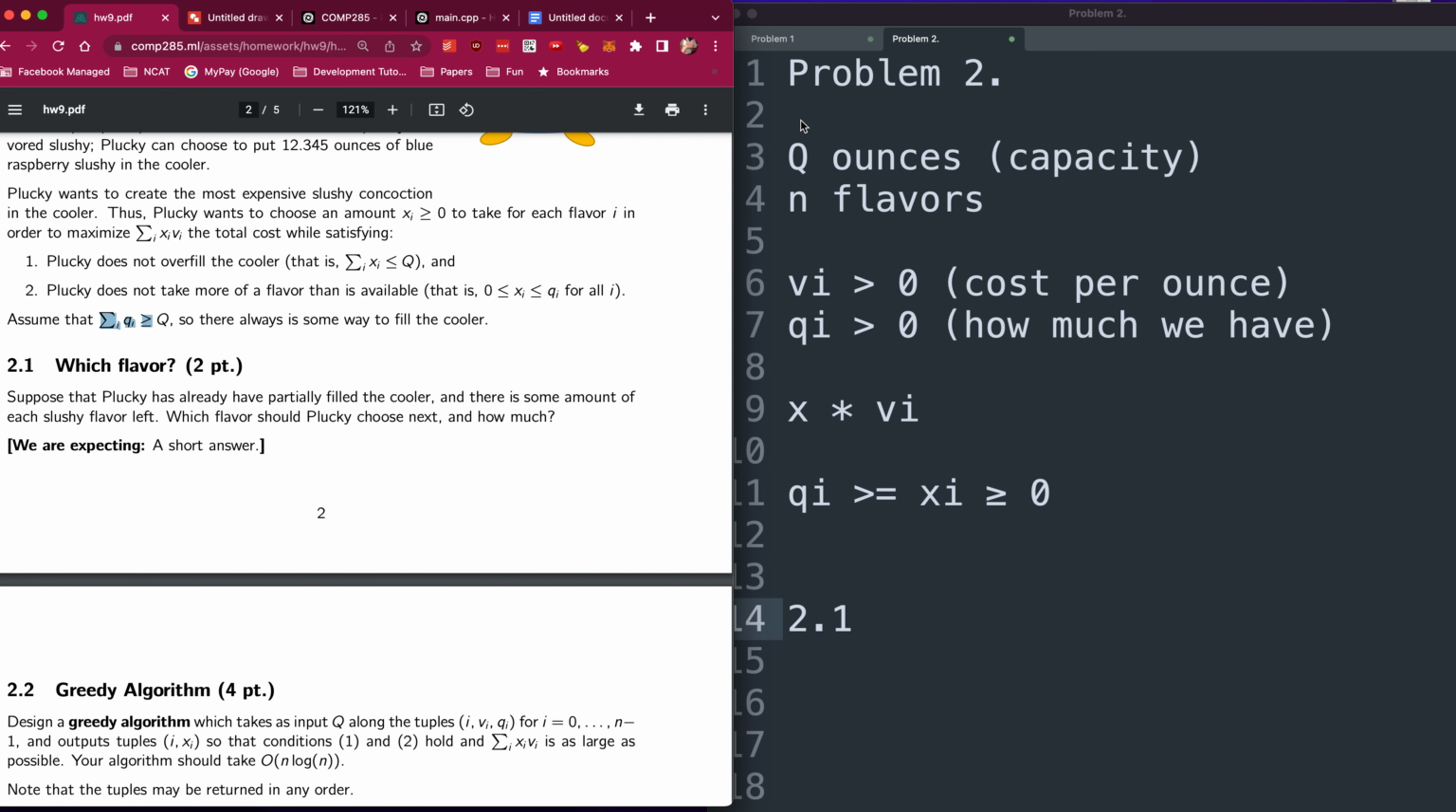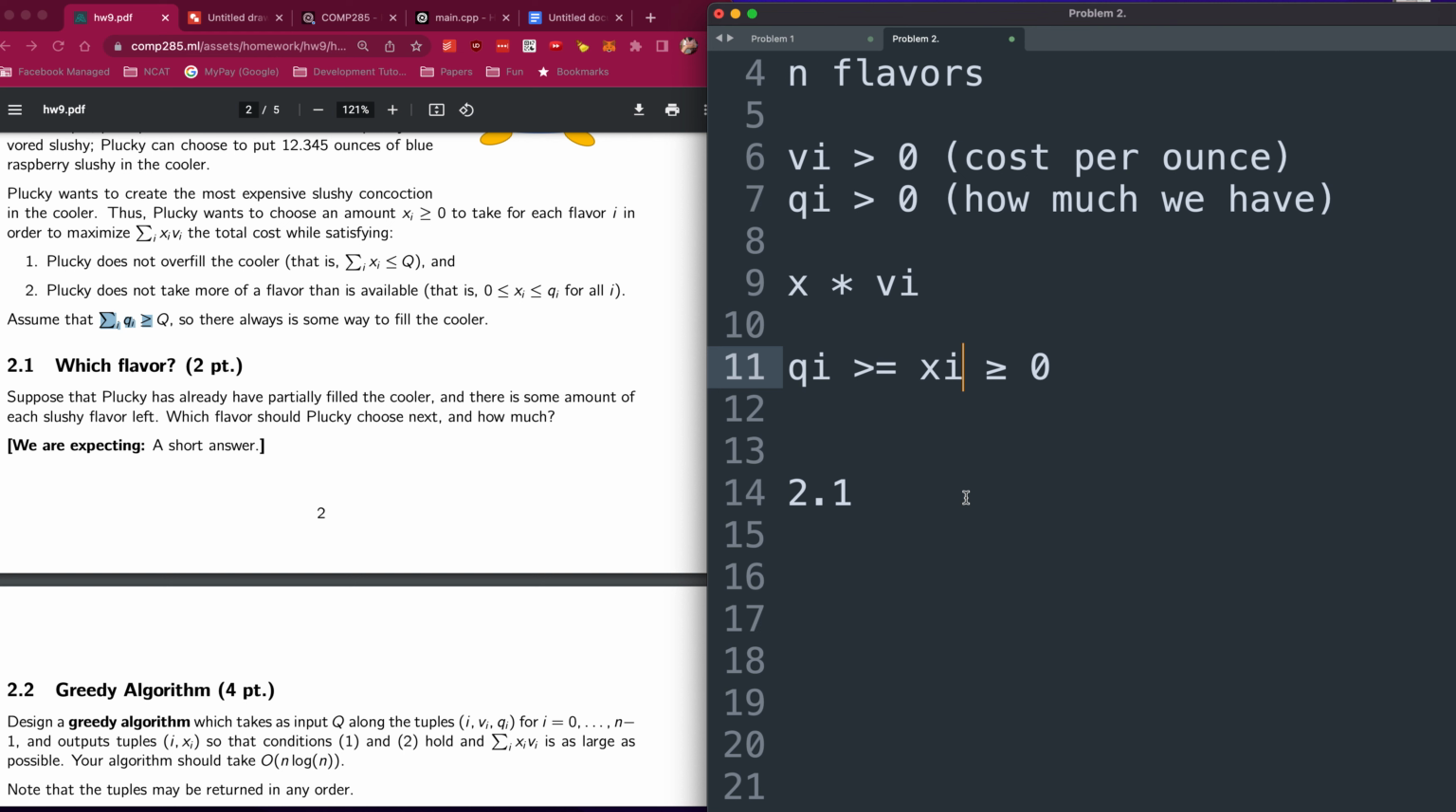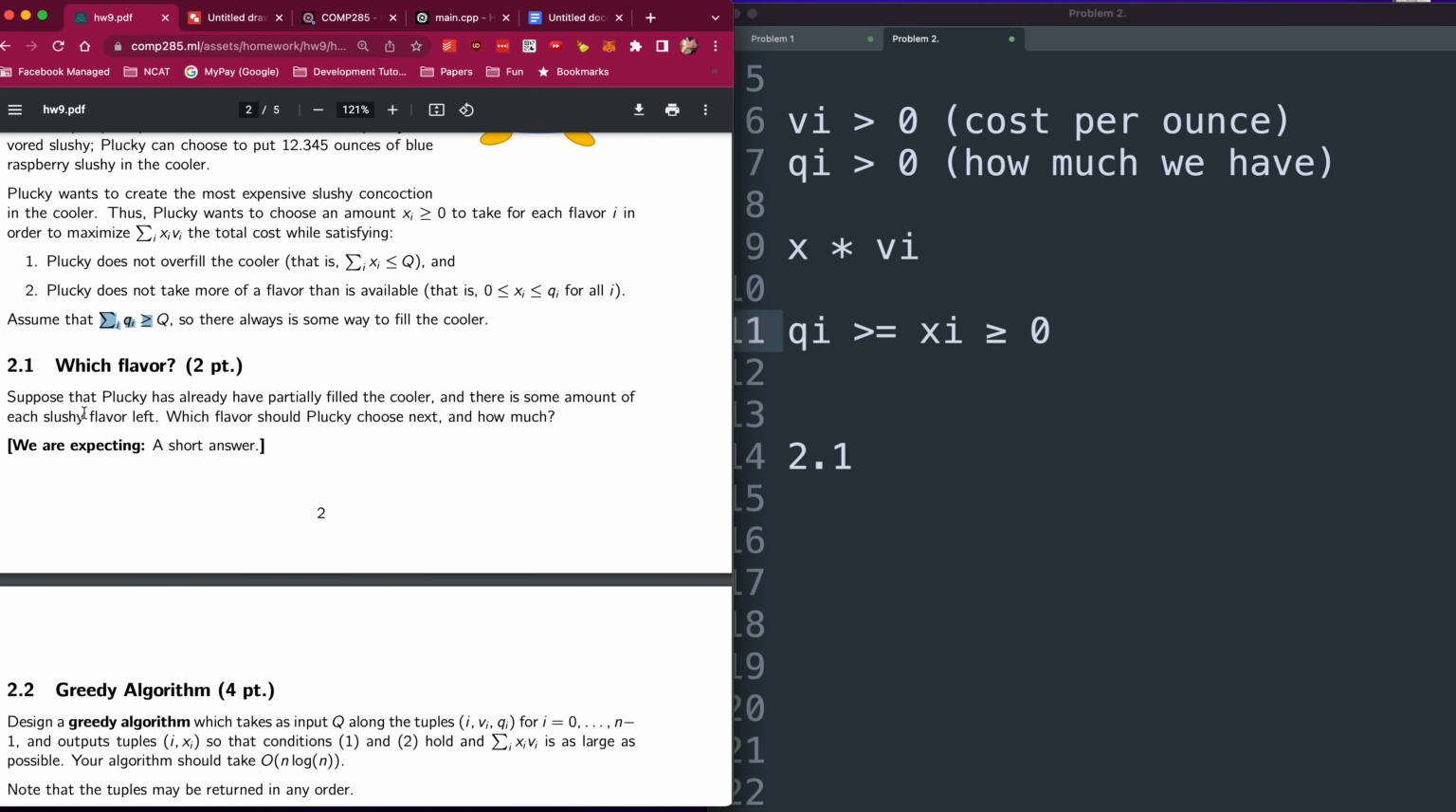So we have a cooler, it fits Q ounces. We're trying to fill it with slushies. Each slushy type has a different cost per ounce, which is going to be given by v_i. And our job is to pick a bunch of x_i's, like this is how much we're going to take of the chocolate, this is how much we're going to take of the strawberry, right? Because we're going to take the most expensive ones, basically. Okay. And that's what 2.1 asks.